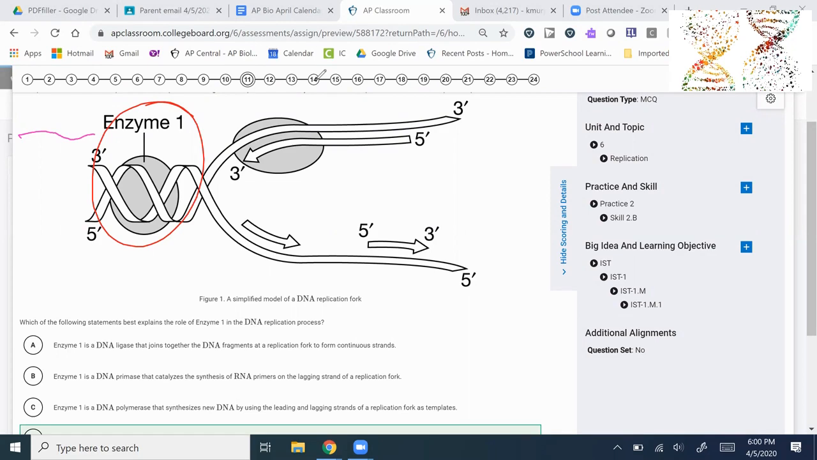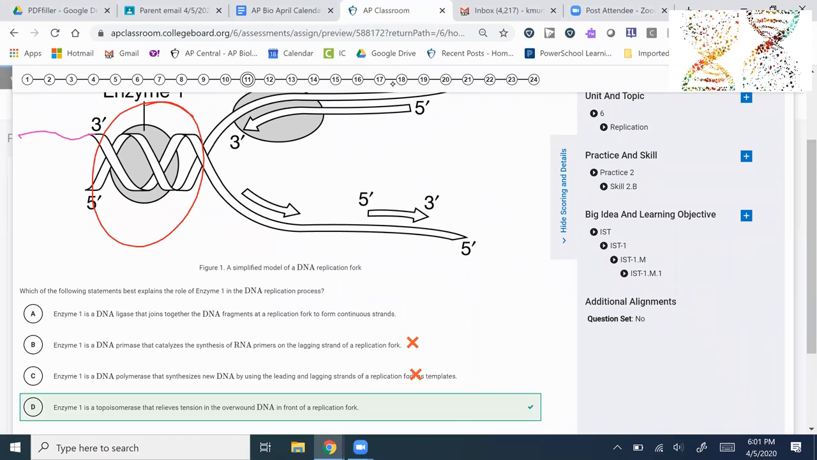Enzyme 1 is DNA ligase. Oh my goodness, if you're picking that, I am upset. That is not DNA ligase. DNA ligase, you should be thinking in your head, seals fragments of DNA together. Enzyme 1 is DNA primase. No, that catalyzes the synthesis of the primers. Oh goodness, no, that is incorrect. So C, enzyme 1 is DNA polymerase that synthesizes new DNA. That is not synthesizing DNA, so that is also incorrect.